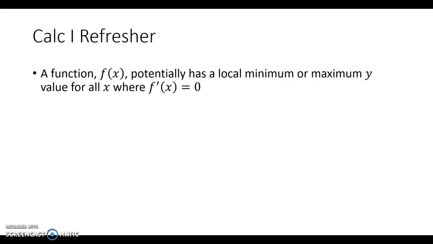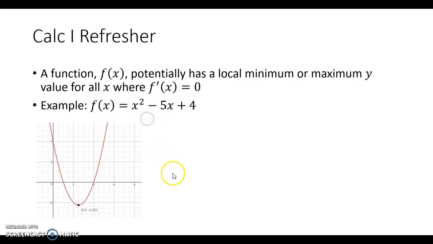In a first calculus course, we have a function f of x. So there's an output, y equals f of x, that potentially has a local minimum or maximum y value for all x where f prime of x equals 0. In other words, we're looking for the x values. So let's take a look at this function. We're looking for all the x values at which the rate of change is 0.